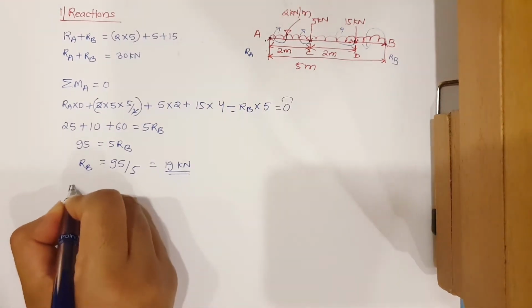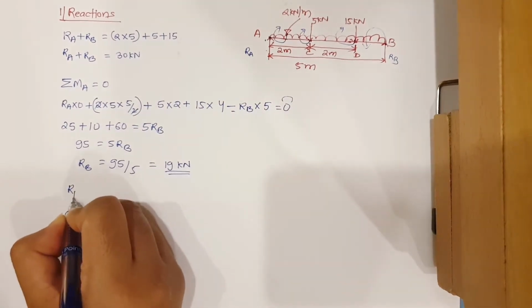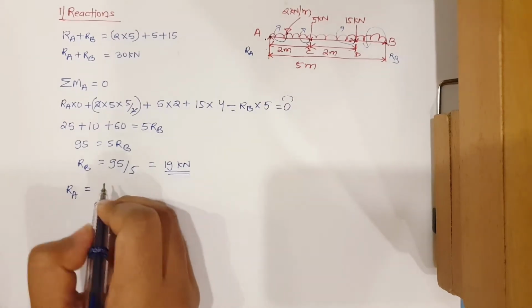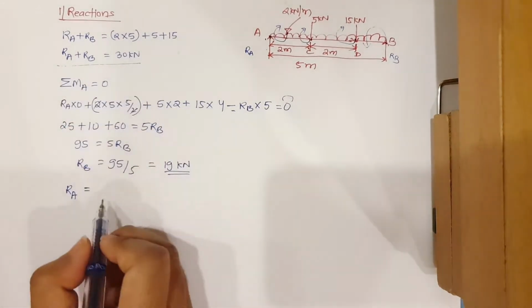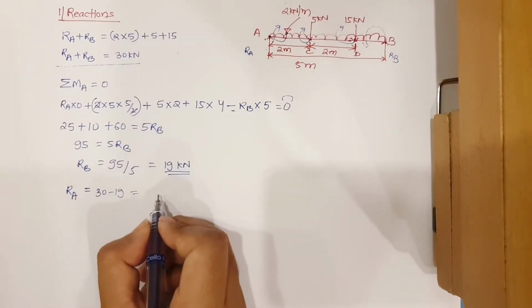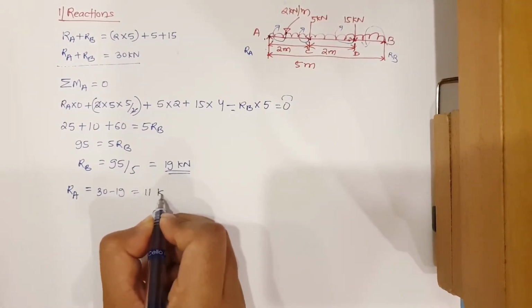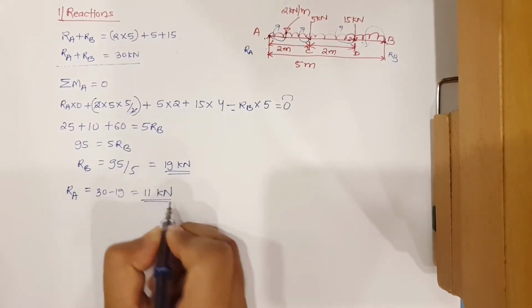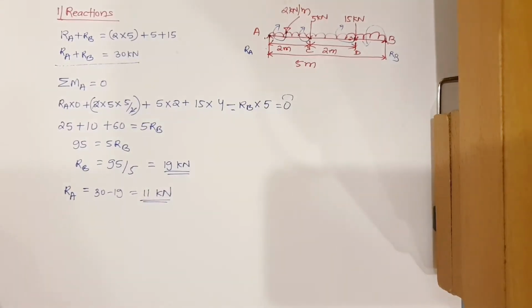Now reaction RA will be, from this equation here, 30 minus 19, which is equal to 11 kilonewton. So we found RA and RB.